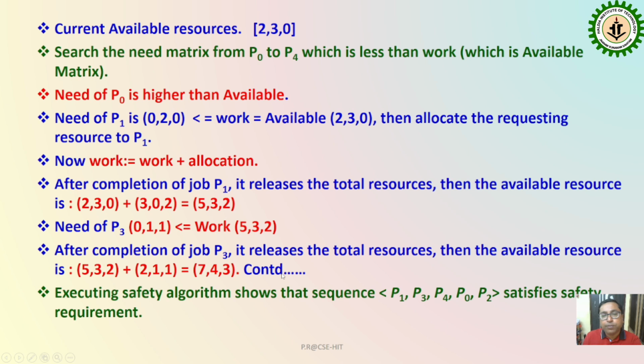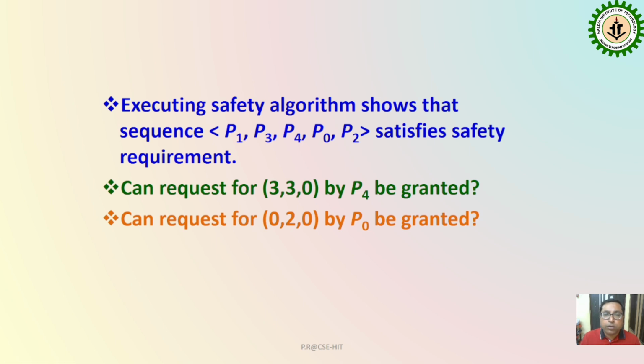And again we have to continue this process for all the processes, checking whether the system is in a safe state or not. After completing this process, we got the safe sequence P1, P3, P4, P0, P2, which satisfies the safety requirement. So executing this safety algorithm shows that the sequence P1, P3, P4, P0, P2 satisfies the safety requirement.